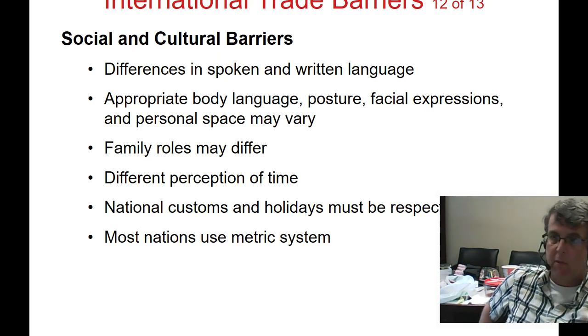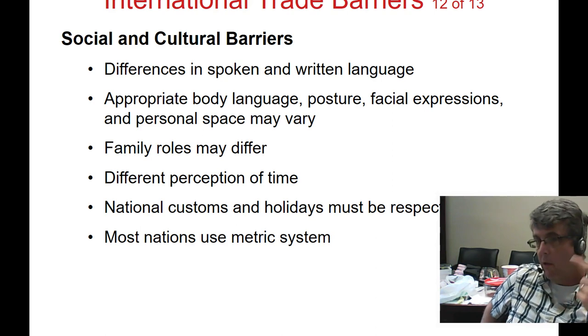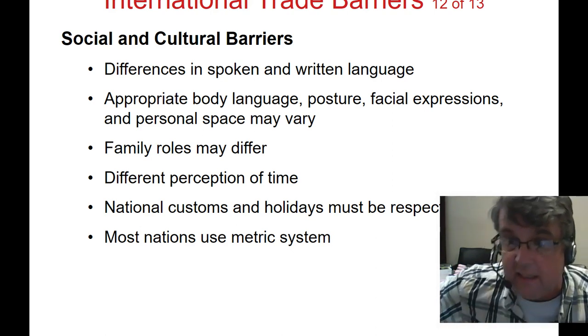Shaking hands can be a problem in some places. Family roles may differ. Different perception of time. This is a big one. Here in the US, if you have a job, you say, all right, get here at 8 o'clock, go to lunch at 12, come back at 1, work till 5, clock out at 5 and go home. That means those times, right? If you're 8:05, you're late. In other parts of the world, it's not a big deal.